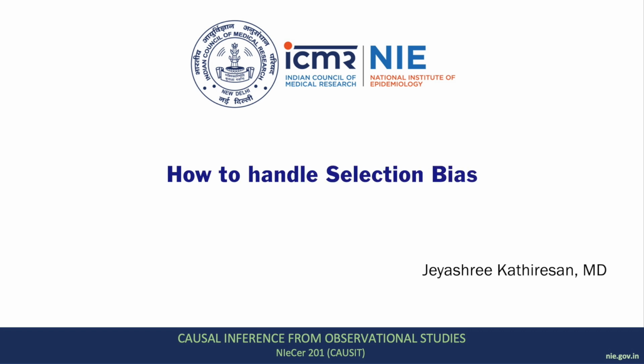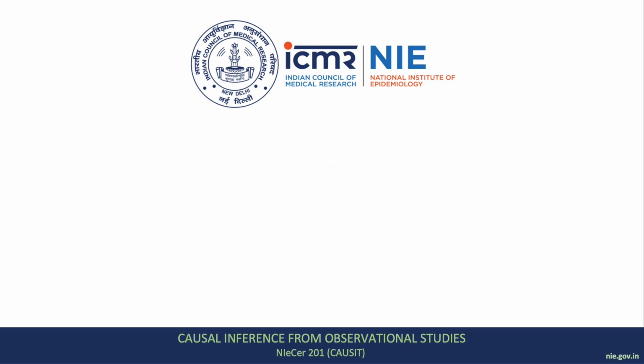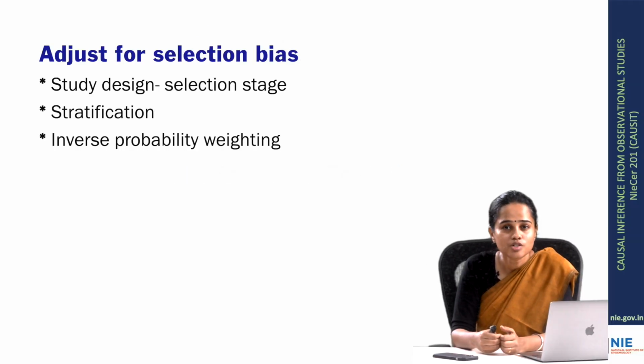Welcome back. In the previous section, we saw selection biases that can occur in cohort studies. By now we have understood what selection bias is. We've seen examples of how it can occur in case control studies, the names of certain biases, and we also saw how selection bias can happen in cohort studies. In this subsection, we are going to see how to handle selection bias in observational study designs.